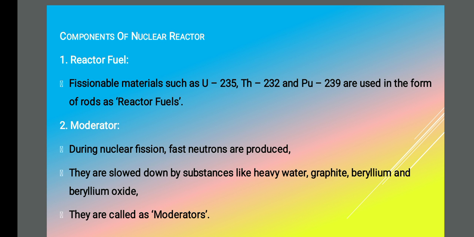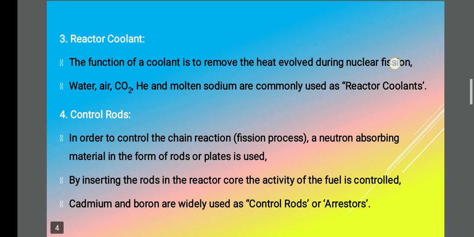And the third component is reactor coolant. So it's nothing but coolant. And you know what's the purpose of the coolant? Nuclear fission reaction involves a large amount of heat, so the reactor becomes very hot. To make the reactor cool, we use a substance called coolant. Substances used as coolant are water, air, carbon dioxide, helium, as well as molten sodium, and this cools the reactor.